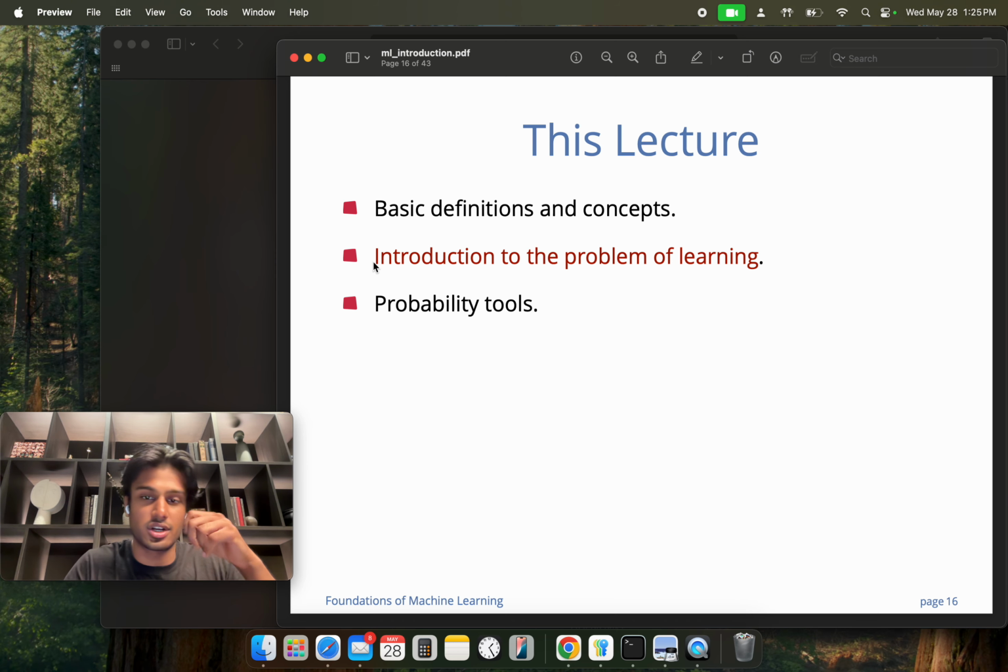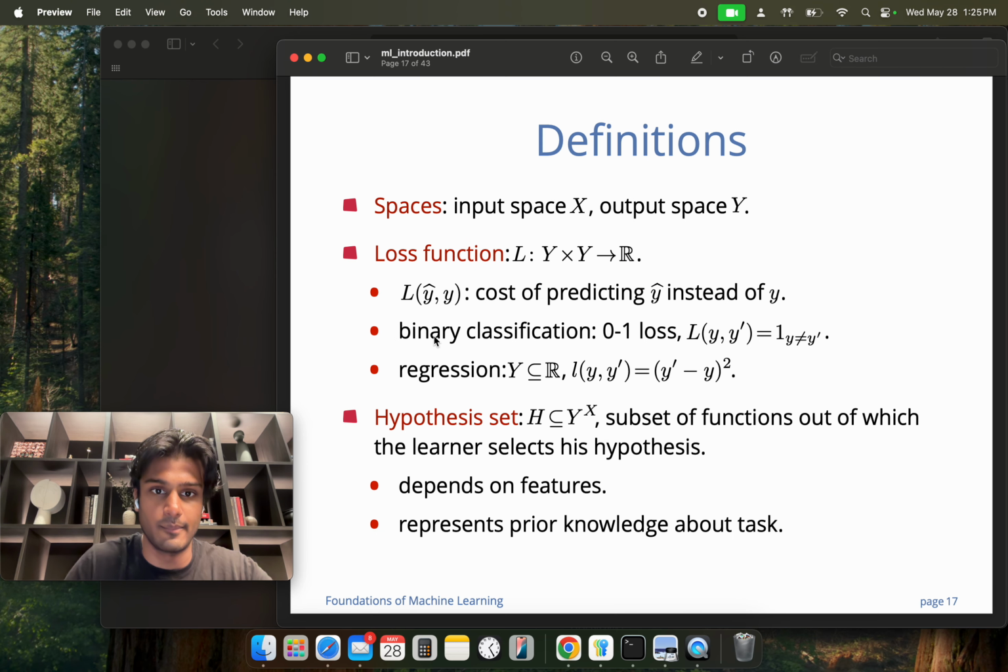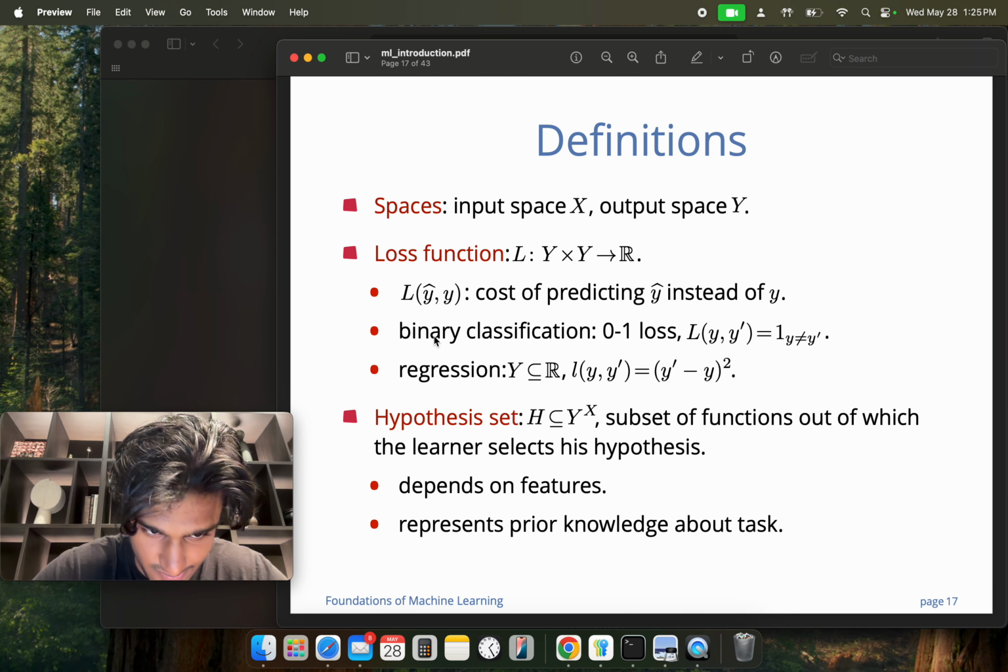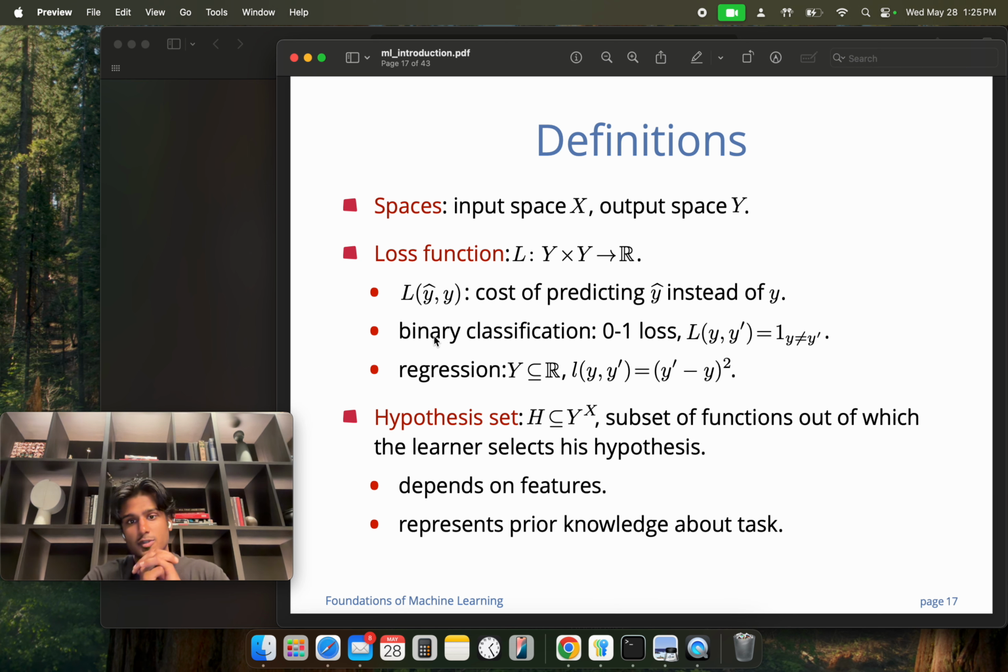The second one, which is introduction to the problem of learning. So there are spaces. What does that mean? There is an input space and there is an output space. Input space is all of your features and data and everything that you can think of which an algorithm will take as an input. And output space is the labels or the real values, something like that.